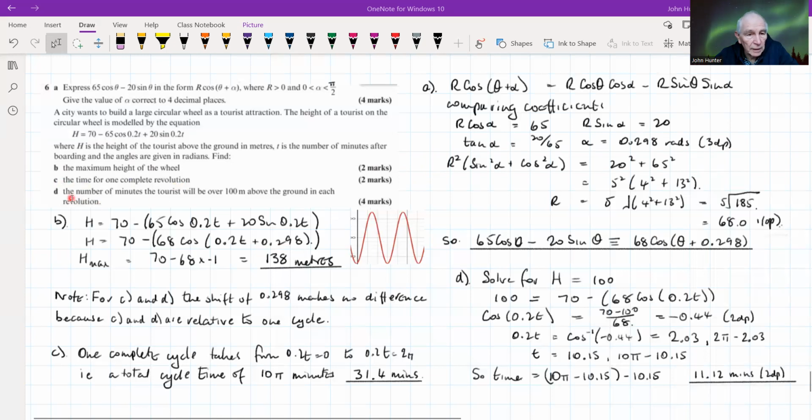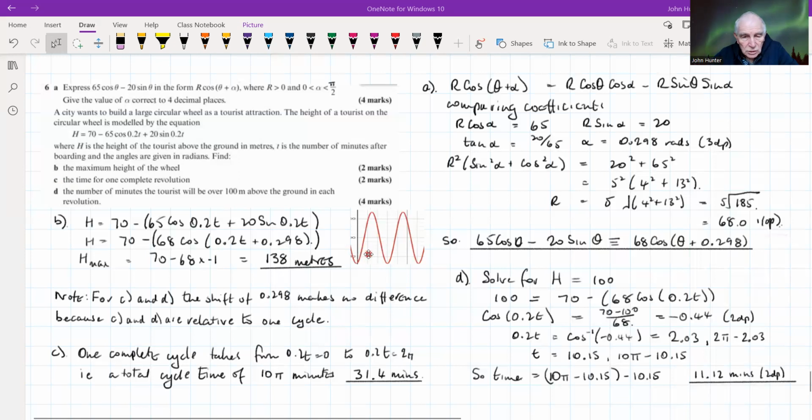Part D, if we look at that, the number of minutes the tourist will be over 100 meters above the ground. So in actual fact, this shift here of 0.298 doesn't really make any difference to this. If we look at this, it's quite useful to draw these things out, give yourself a little sketch. This is a little bit small, but I wanted to get it all on the same page.